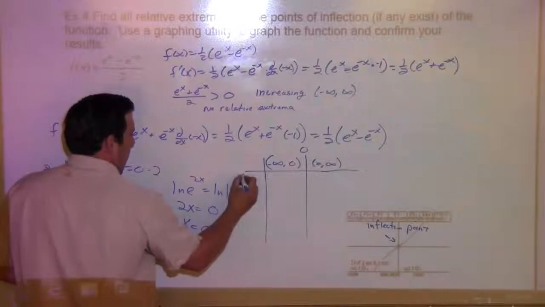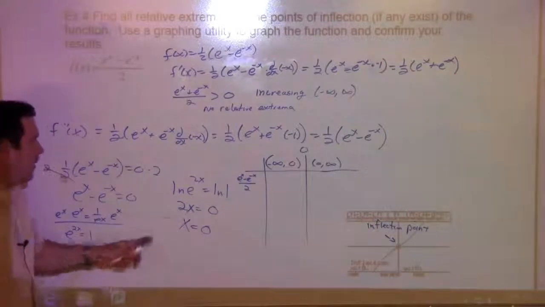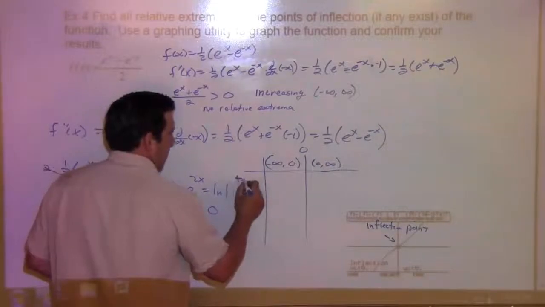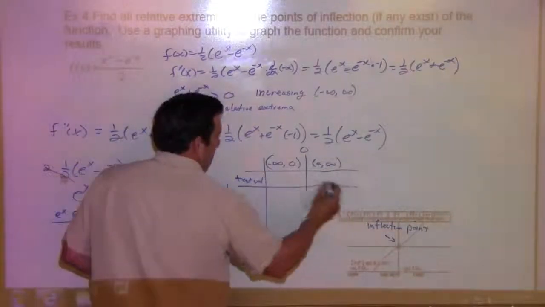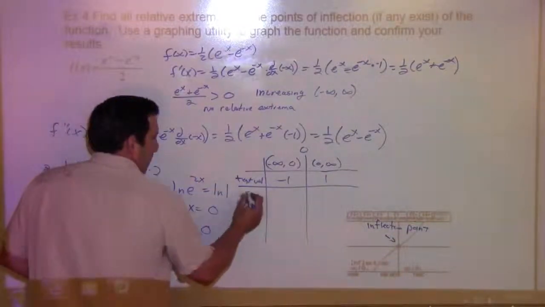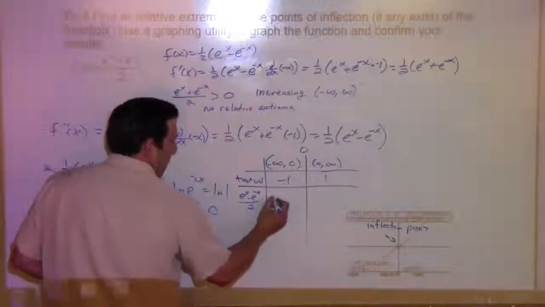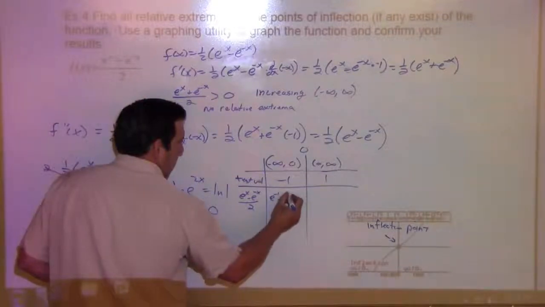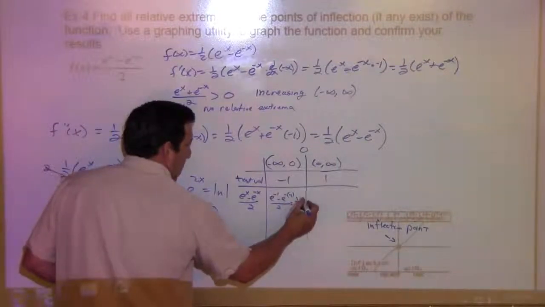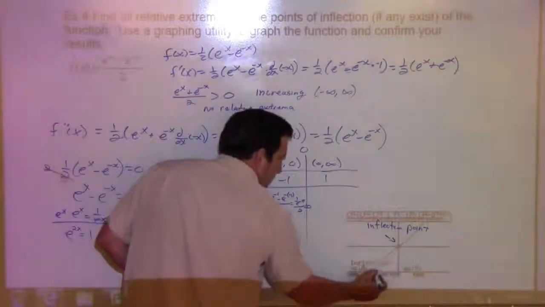Say e to the x minus e to the negative x over 2. If you put something negative in here, let's do a test value. Let's go negative 1, let's go 1. Okay, so we're looking here at e to the negative 1 minus e to the negative of negative 1 over 2. That's going to be 1 over e minus e over 2. That's going to be negative. So we're concave down there.